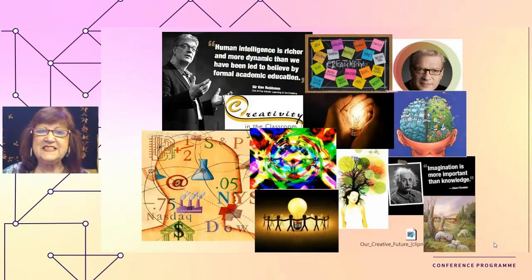He said, human intelligence is richer and more dynamic than we have been led to believe by formal academic education. And he was mostly referring to our natural creativity and how we need to bring creativity into the classroom in all subjects, not just in English language teaching, not just in English, not just in maths, in everything. And he was very prolific in his work. And he basically did a TED Talk in 2006, which was entitled, Do Schools Kill Creativity?